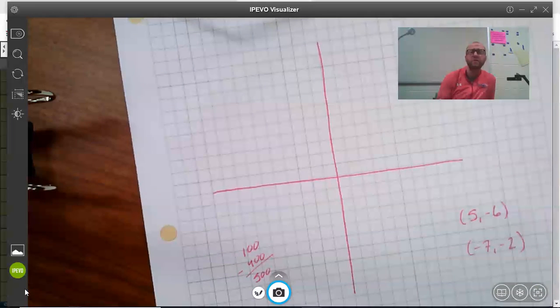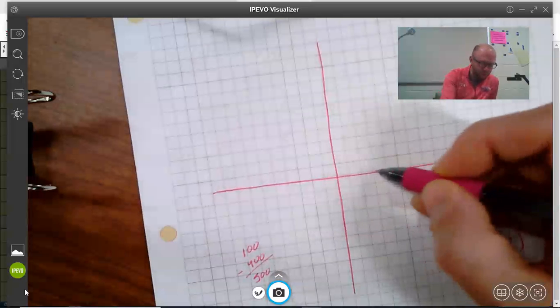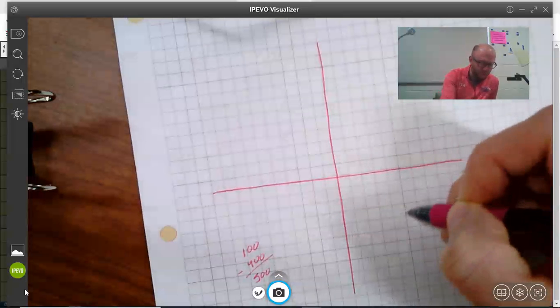We're supposed to find the other two vertices. Well, we just graph them. This is pretty easy. So we've got (5, -6). 1, 2, 3, 4, 5. 1, 2, 3, 4, 5, 6.